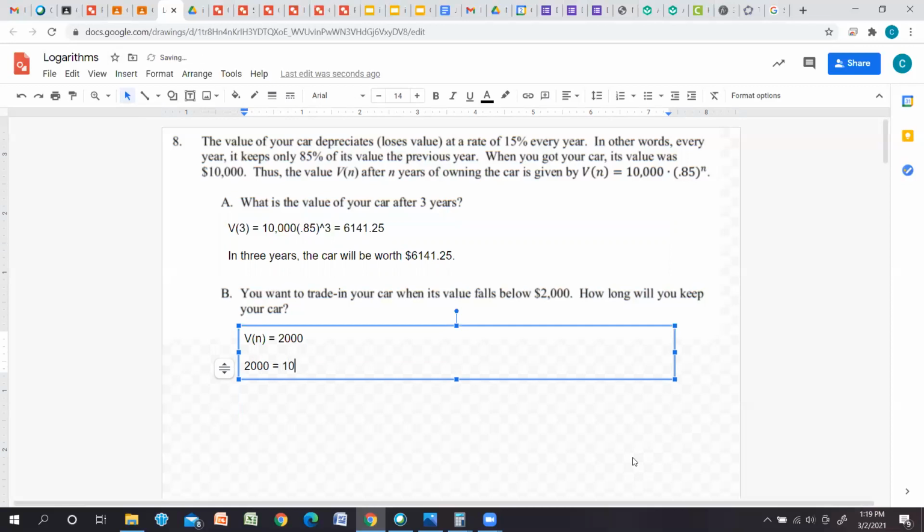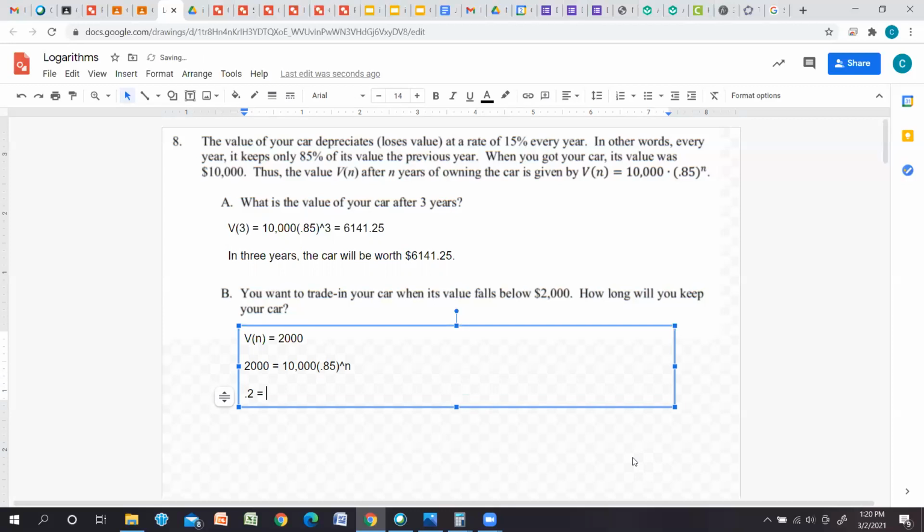So that's 10,000 times 0.85 to the power of n. So we're going to divide by 10,000. 2,000 divided by 10,000 is simply 1/5 or 0.2. So it's asking at this rate of depreciation, when will the car reach 1/5 of its value, right? So we're going to use logarithm for this. Since the base of the exponent is 0.85, that's going to be the base of the logarithm.